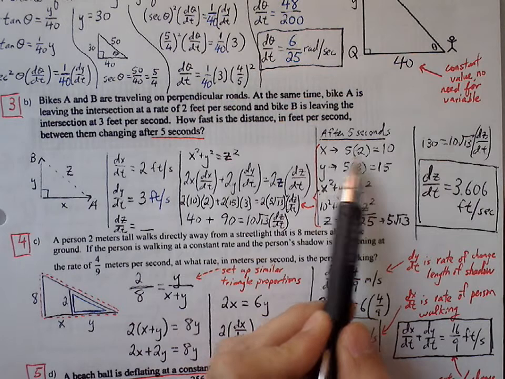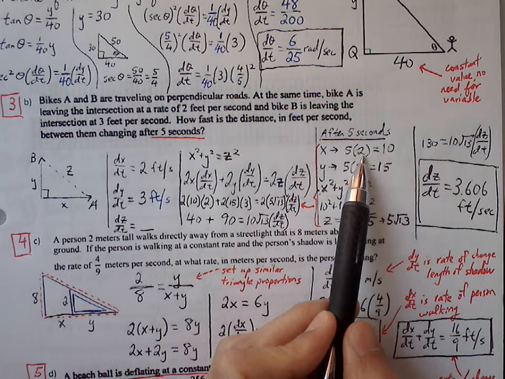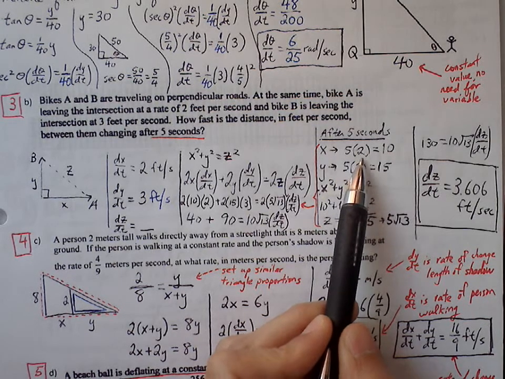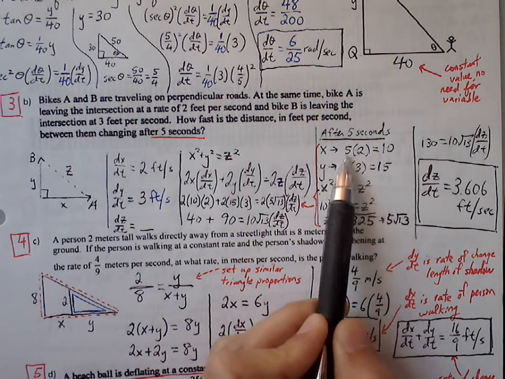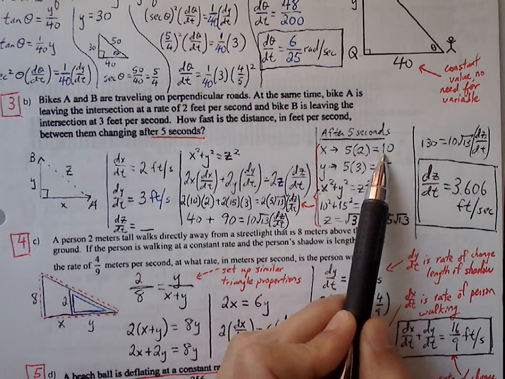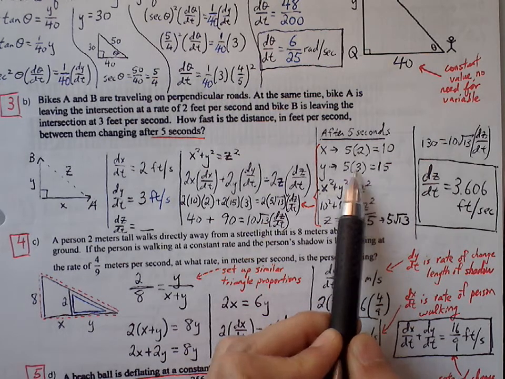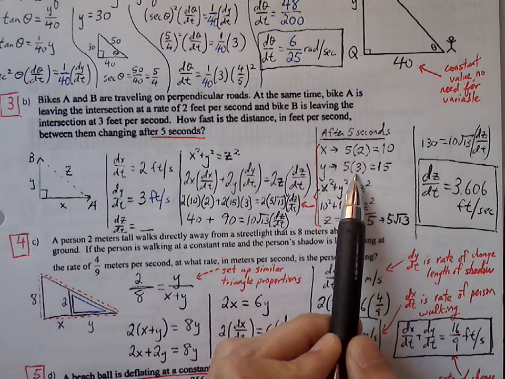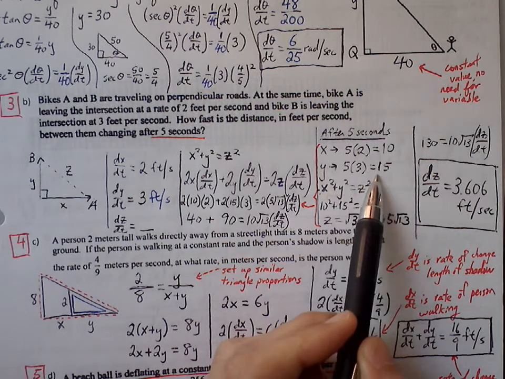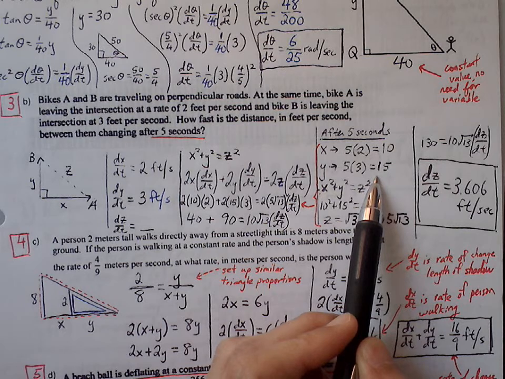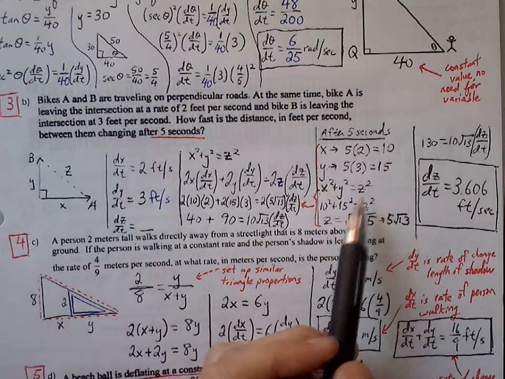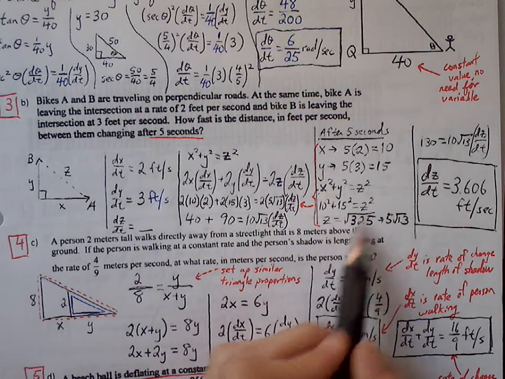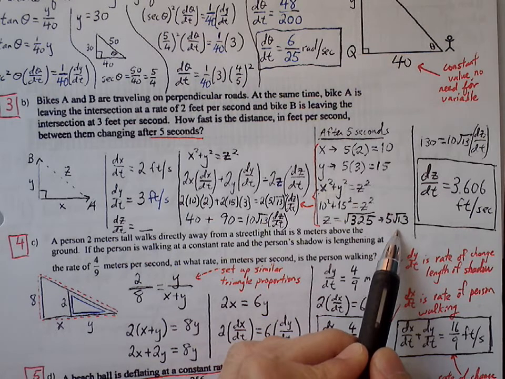We can do that by multiplying the rate with how much time has passed. For bike A, moving at 2 feet per second, 5 seconds later, it's going to be 10 feet away from that intersection. For bike B, moving at 3 feet per second, 5 seconds later, it's going to be 15 feet away from that intersection. Then using our x and y values, we can find our hypotenuse. A squared plus b squared equals c squared. We solve for z, and we get 5 root 13.